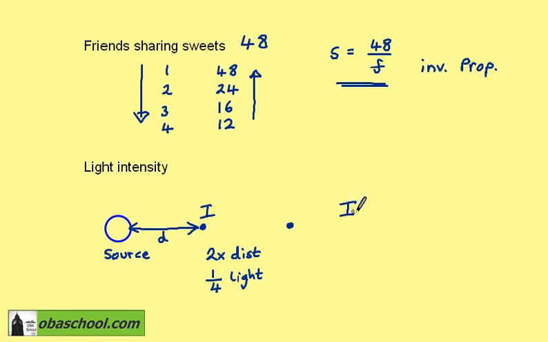We could make a formula saying that intensity is equal to some constant divided by the distance from the light source squared. We say that I, the intensity of light, is inversely proportional to the square of the distance.